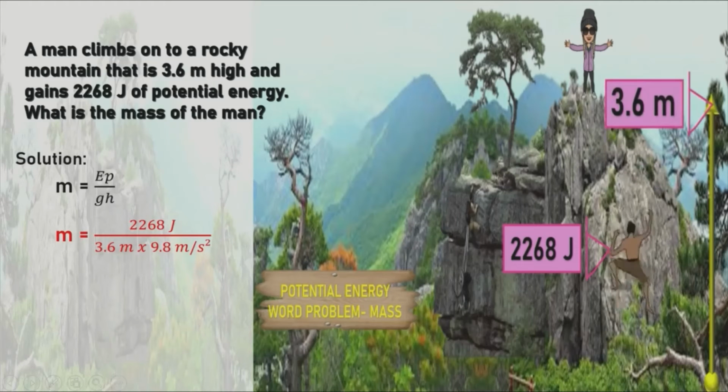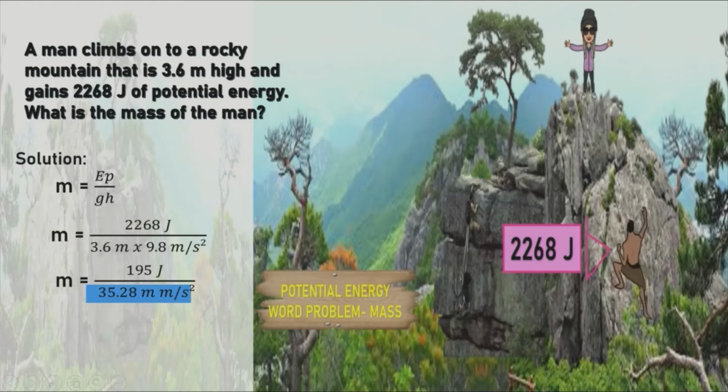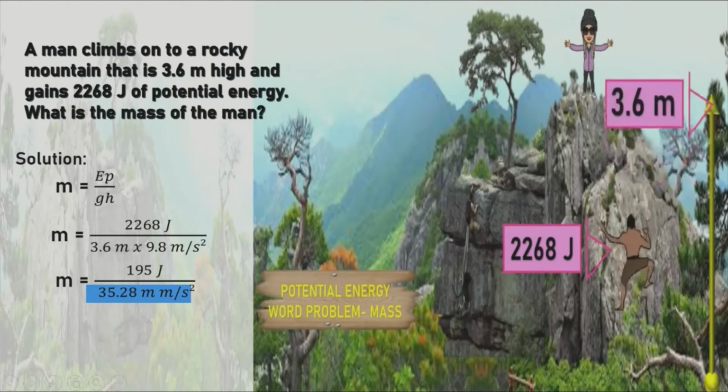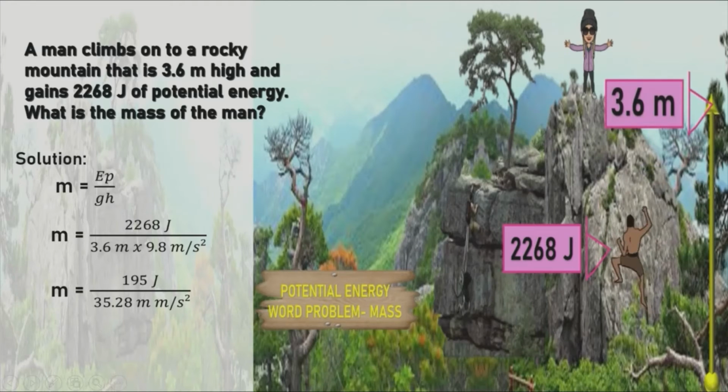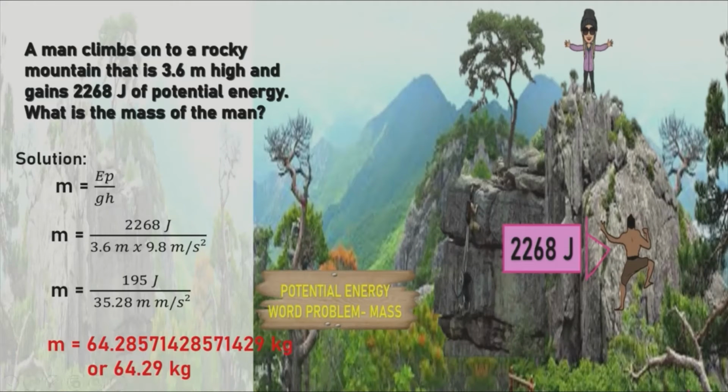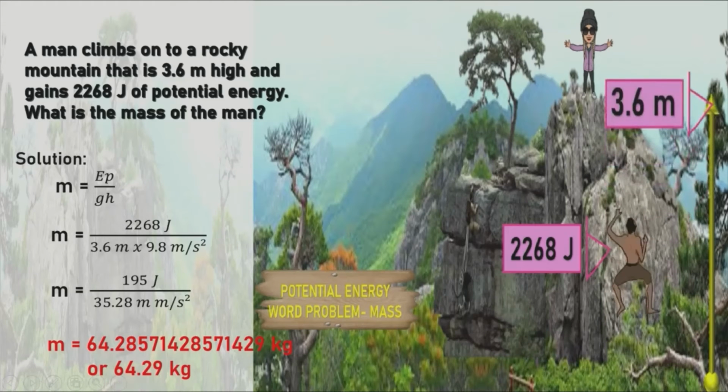2,268 joules over 3.6 meters times 9.8 meters per second squared. Multiply first the variables of gravity and height, and the answer is 35.28 meters per second squared. Dividing potential energy by this, we find the mass of the man equivalent to 64.29 kilograms. So, without further ado, let's solve for the kinetic energy word problem.